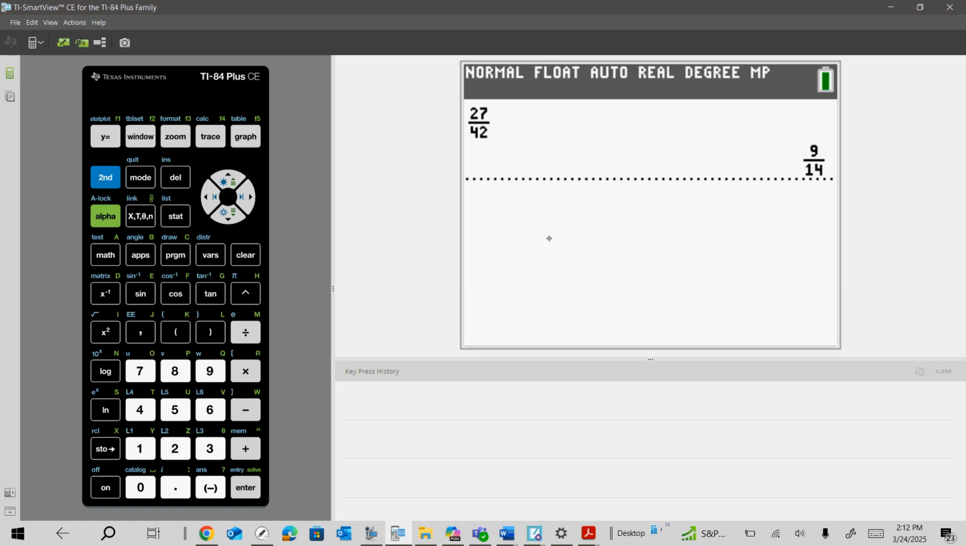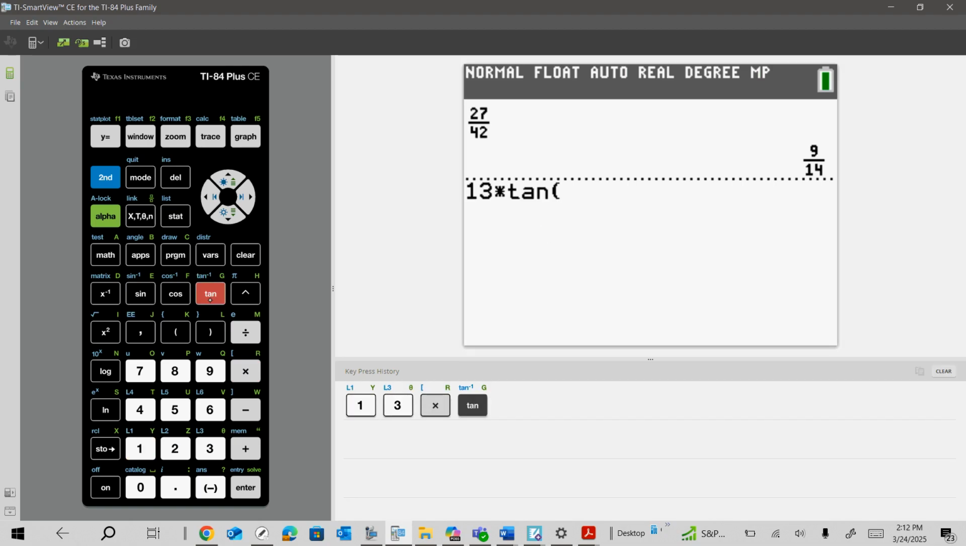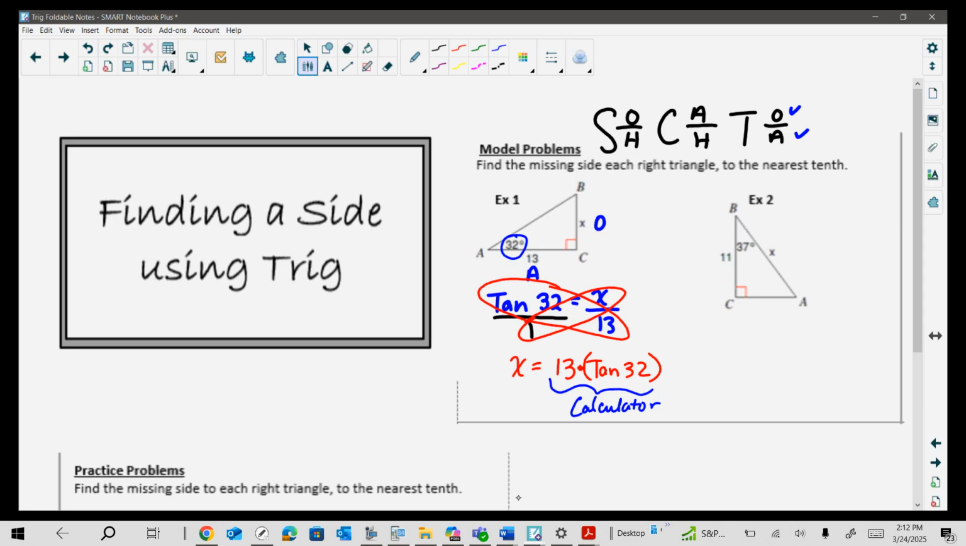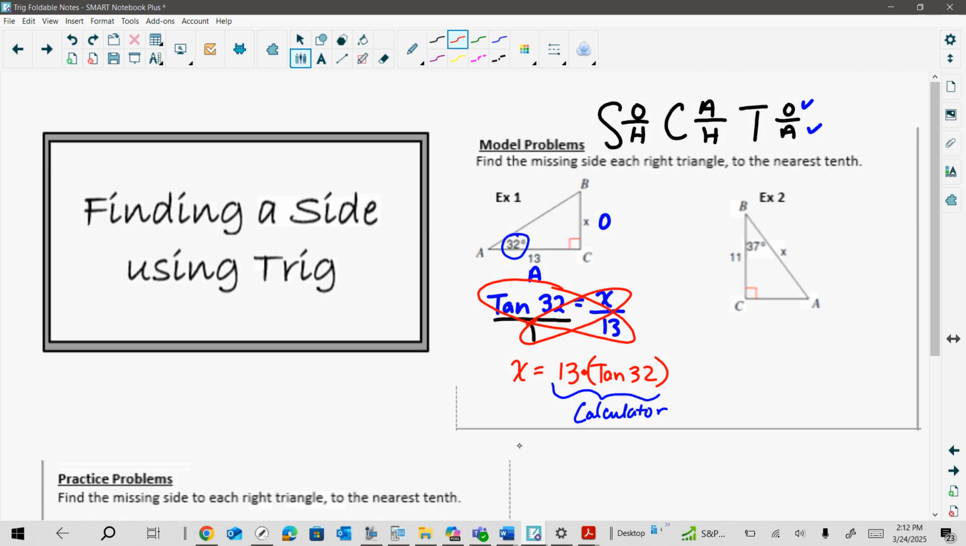So because we had 13 times the tangent of 32, we're going to hit enter. We're going to approximate, to a decimal answer. We're going to round to the nearest tenth here. So our answer is x is approximately 8.1.